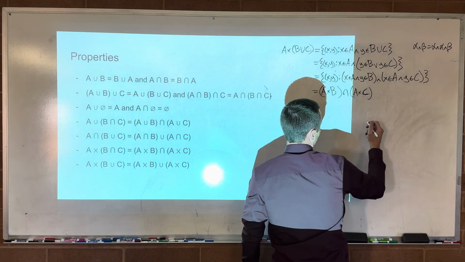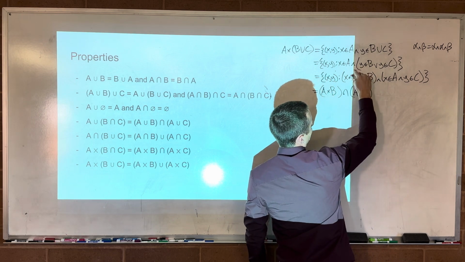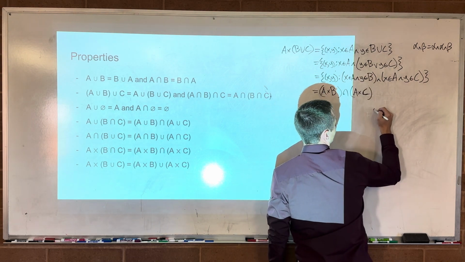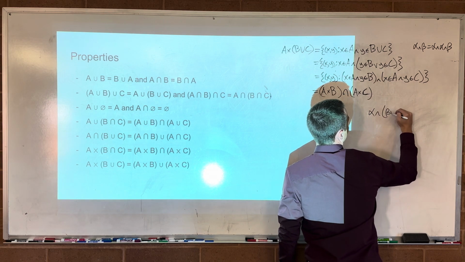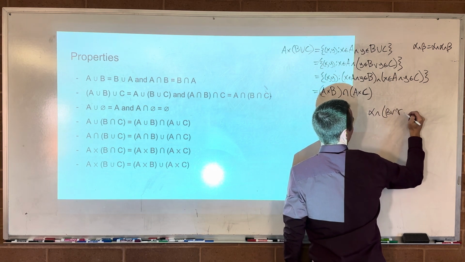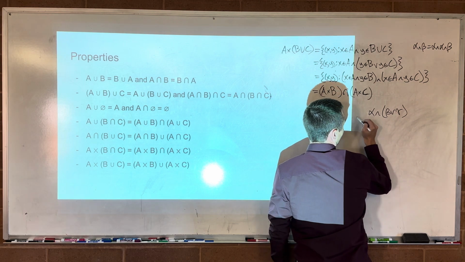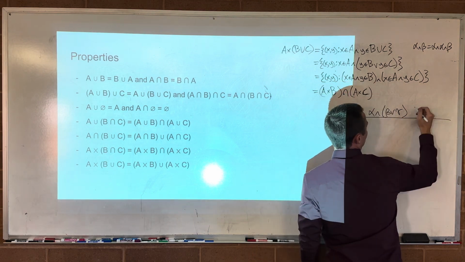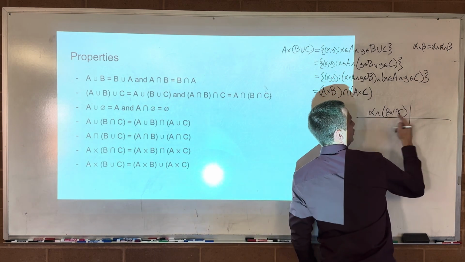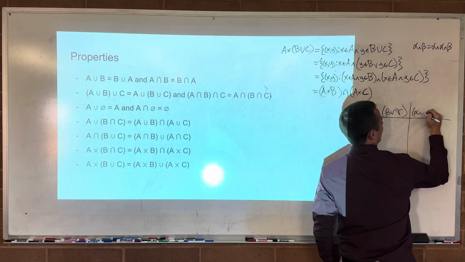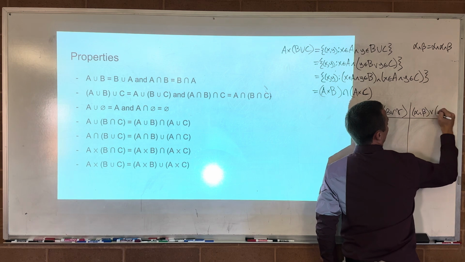Maybe we should just write the truth table for this. So going from this step to this step, I'm going to write the truth table. Alpha and (beta or gamma) is what we're looking at. How do you distribute an and over an or? It becomes (alpha and beta) or (alpha and gamma).